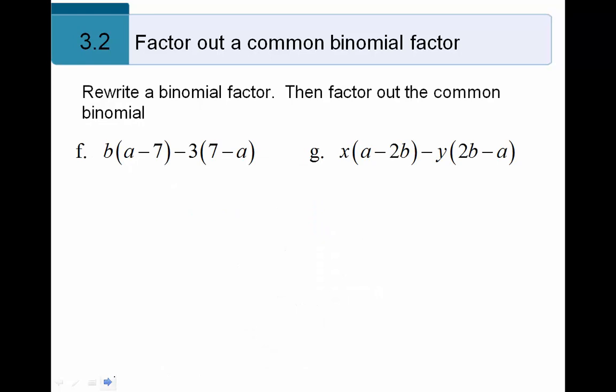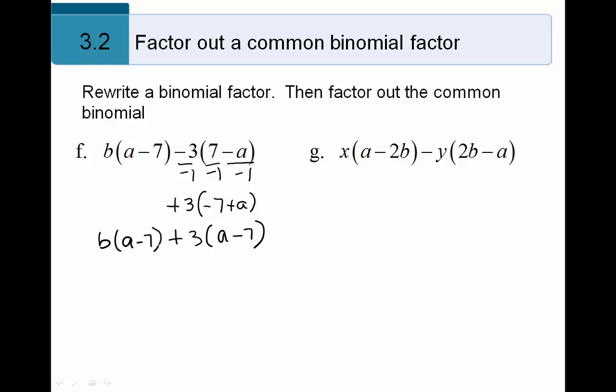So look at f. Notice we have b times a minus 7, and the next one we have negative 3 times 7 minus a. So we're going to factor a negative 1 out of here. Okay, so this is going to turn this into a plus 3. It's going to make my 7 negative. It will make my a positive. So then I can rewrite this as a minus 7. So then it'll look the same as my first term.